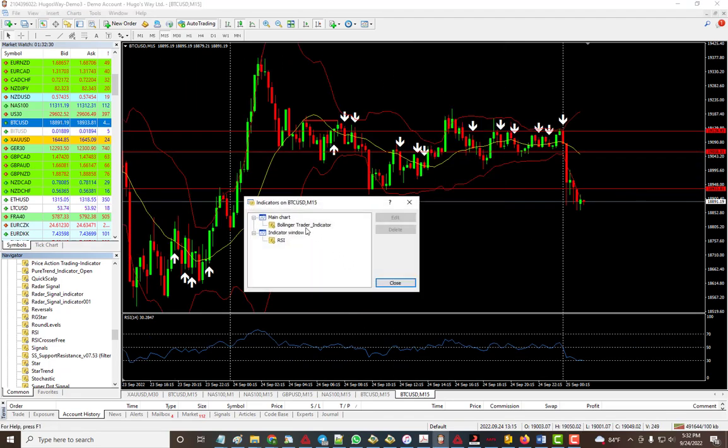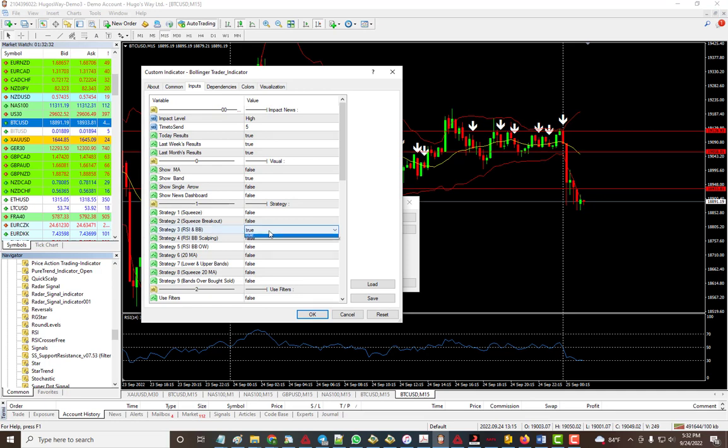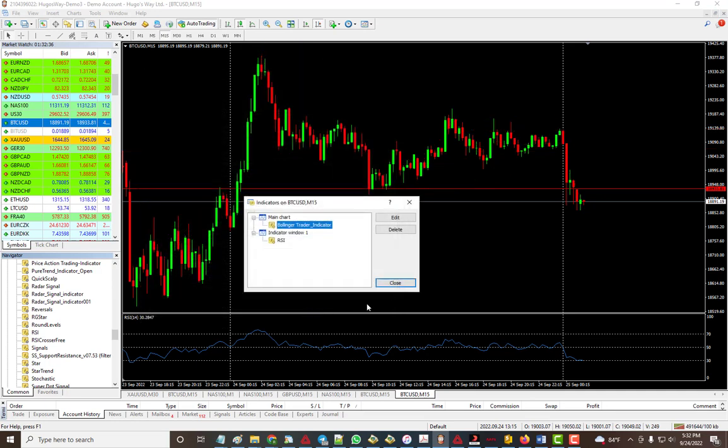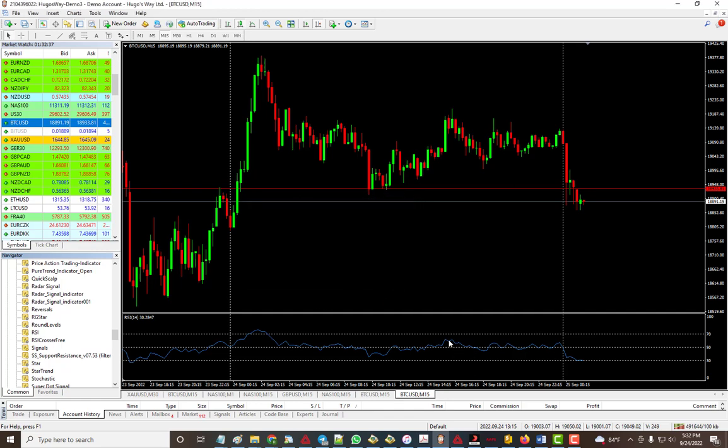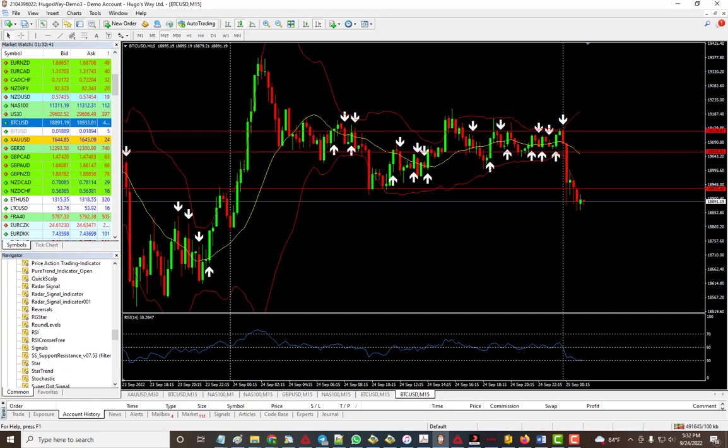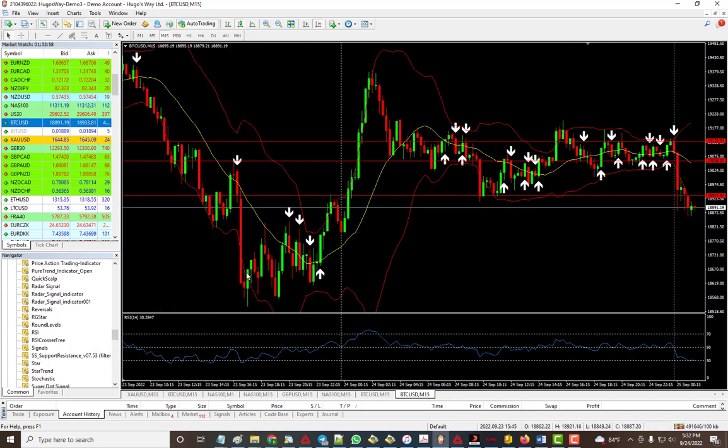The fourth strategy also uses RSI, and I'll put the 50 because this one uses the 50. So when RSI crosses below the 50, then we will be looking for only sells. When it crosses above the 50, we're looking for buys. And also we're making sure that it crosses the 20 MA.